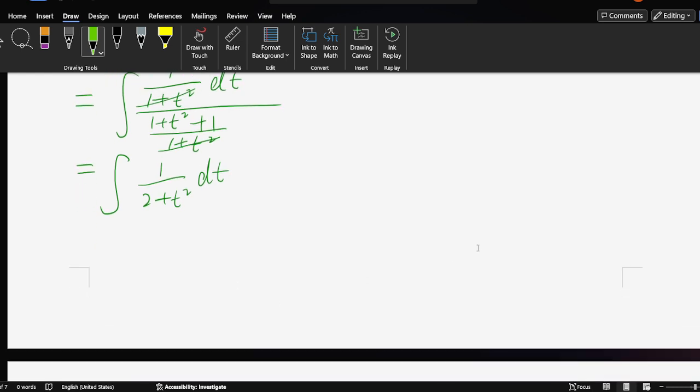Okay, so we have arrived here. We should create another right triangle, different from the previous right triangle. We can call this angle theta. I think you remember how to set this. This side should be t, this side should be the square root of 2, and the hypotenuse should be the square root of t squared plus 2.